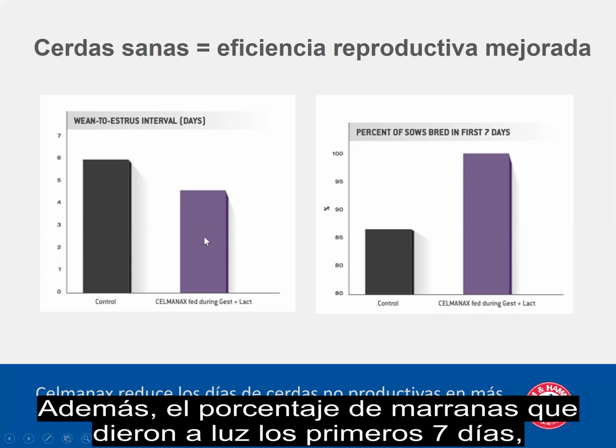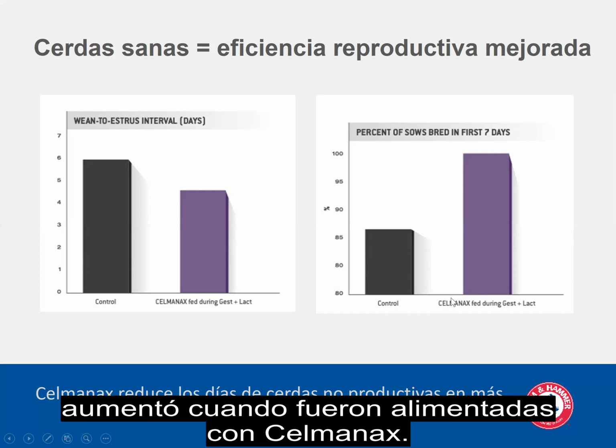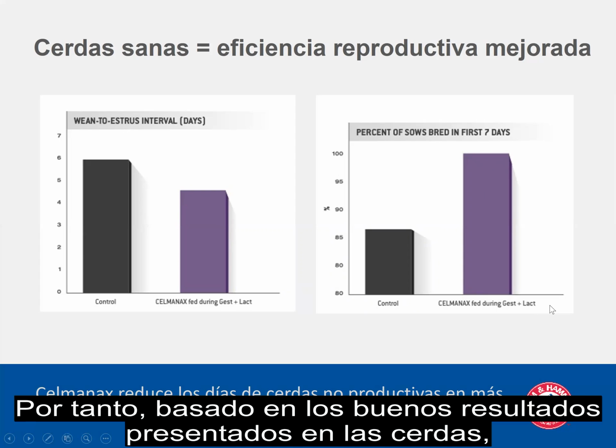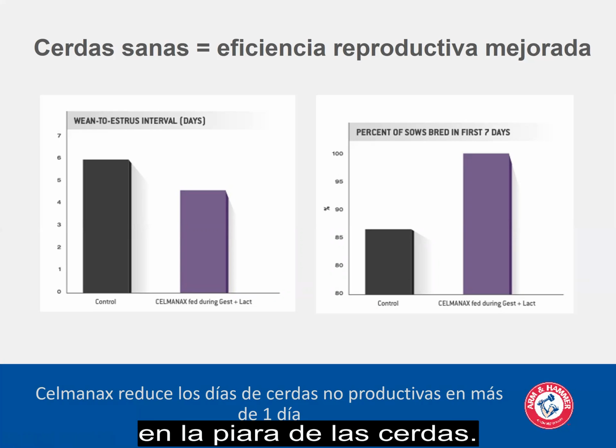And then related to that, the percent of sows bred in the first 7 days was also increased when the sows were fed Salmonex. So overall, Salmonex, based on its improvement of sow health, can actually reduce the non-productive sow days by a day or greater in your sow herds.